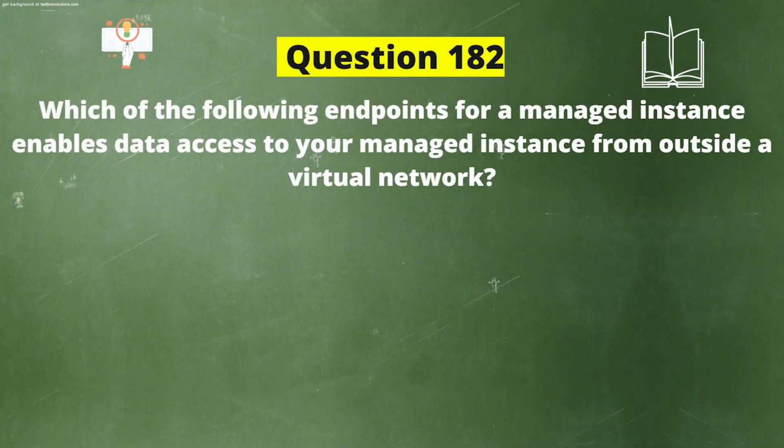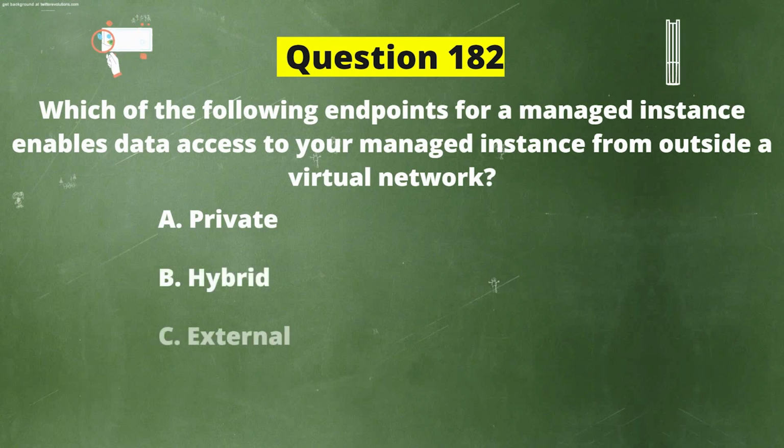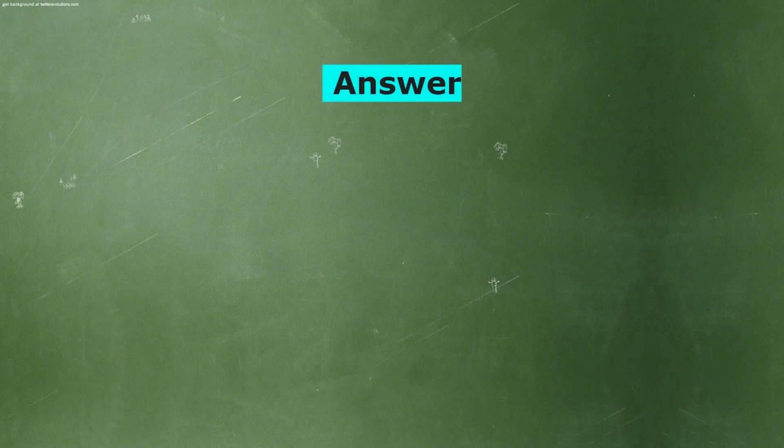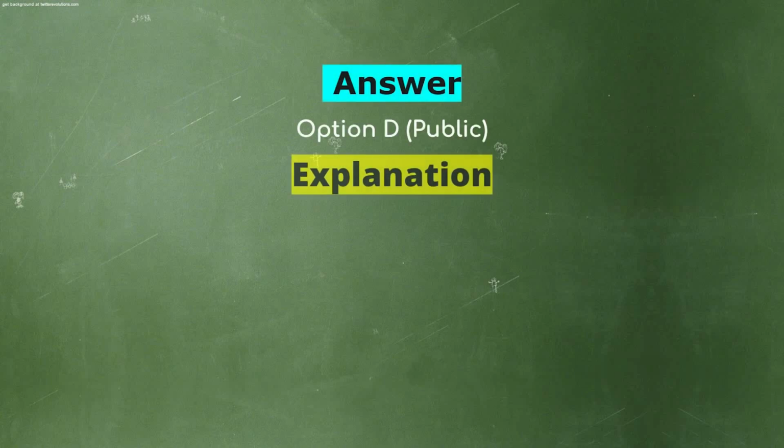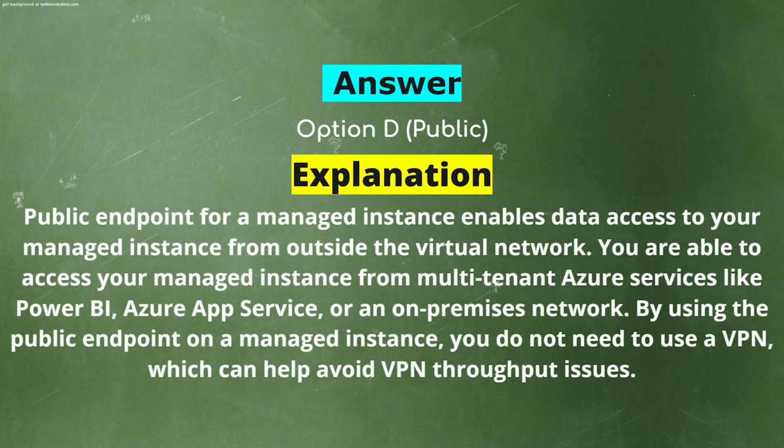Next question. Which of the following endpoints for a managed instance enables data access to your managed instance from outside a virtual network? And the options are A. Private, B. Hybrid, C. External, D. Public. And the correct answer is option D. Public. Explanation. Public endpoint for a managed instance enables data access to your managed instance from outside the virtual network. You are able to access your managed instance from multi-tenant Azure services like Power BI, Azure App Service, or an on-premises network. By using the public endpoint on a managed instance, you do not need to use a VPN, which can help avoid VPN throughput issues.